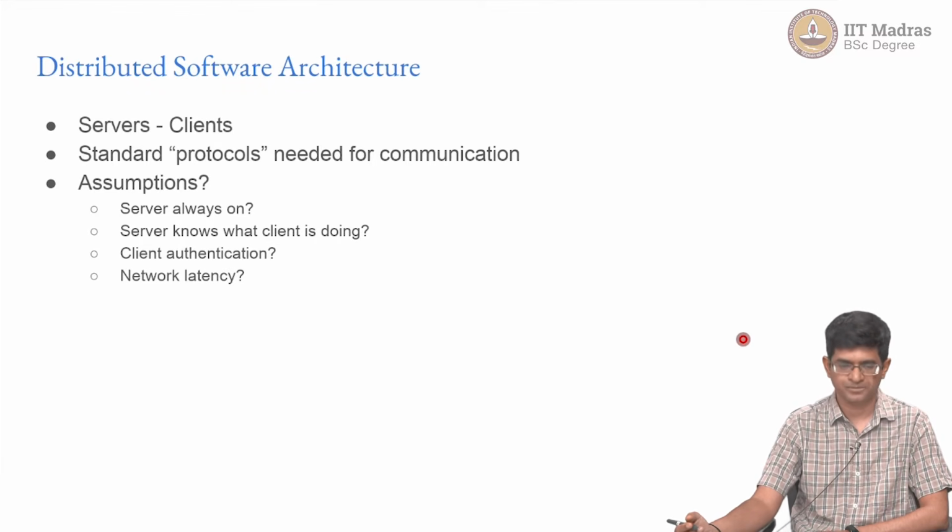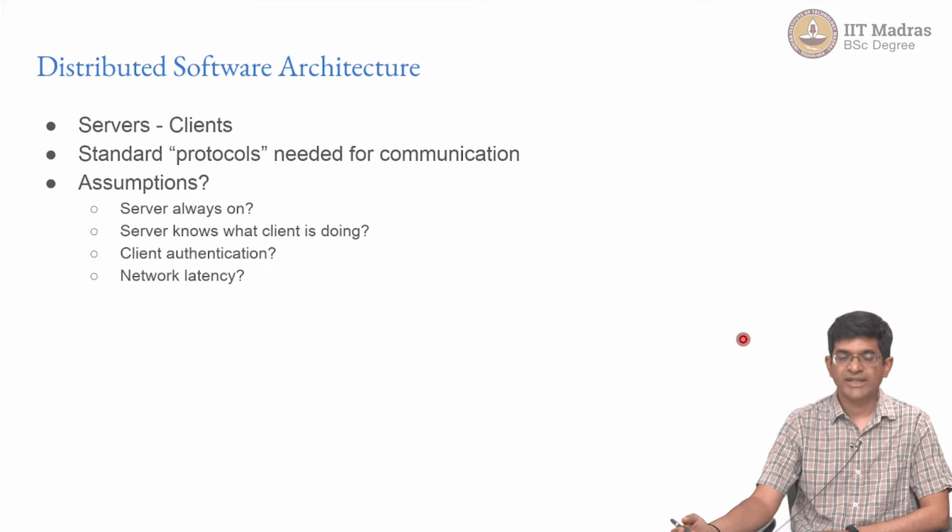So distributed software architecture in general deals with the concepts of servers and clients, and because they are separated from each other in some way, there has to be some standard protocol that is used for communicating between them. So the client needs to request certain things from the servers and the server needs to be able to respond. Unless they know what each other is talking about, they can't really communicate.